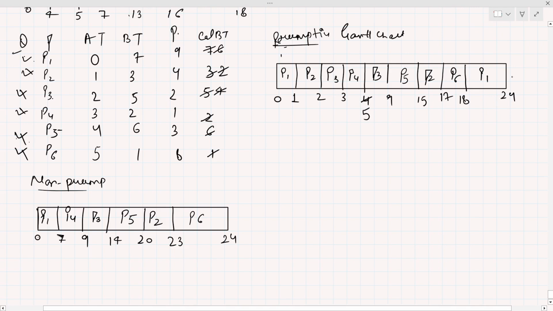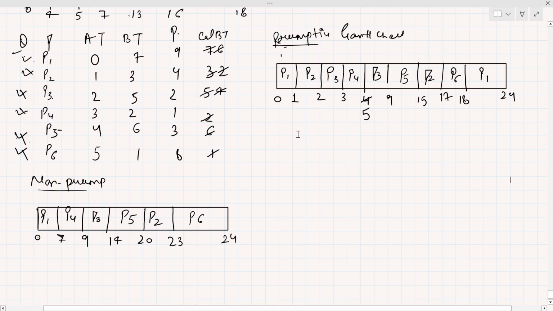So this is how priority based algorithm questions are solved in a preemptive and a non-preemptive way. If you sum up all the burst times, you will get 24. If you get 24, it means you made a correct Gantt chart. The completion time of the last process in a Gantt chart should be equal to the sum of all the burst times.